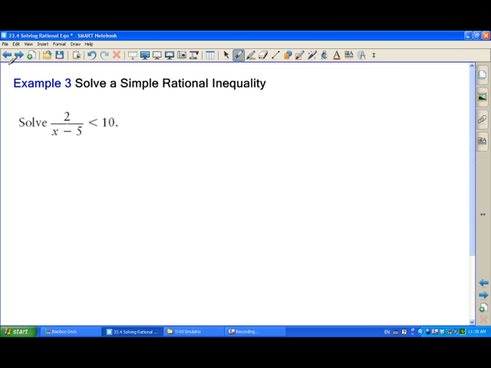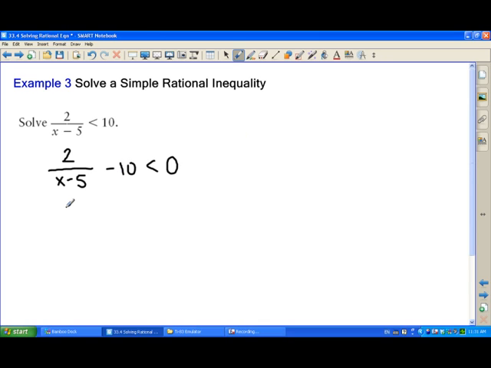So those were two examples of equalities. Now we'd like to look at solving an inequality. So here I have 2 over x minus 5 is less than 10. I'd like to rearrange this so that it's in terms of something less than 0. So I'm going to bring the positive 10 to the other side of the inequality. So I have something that's less than 0.